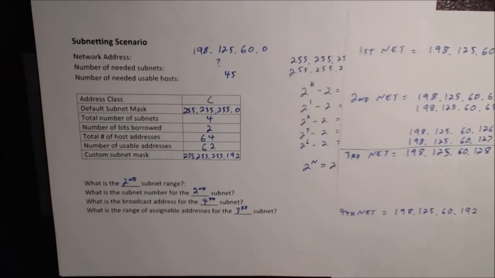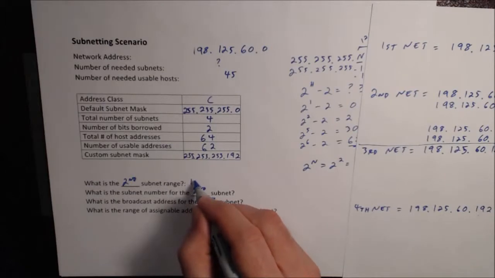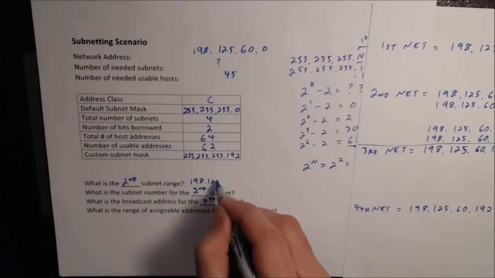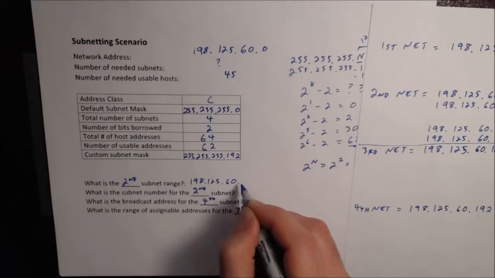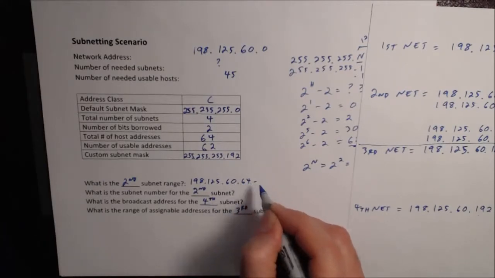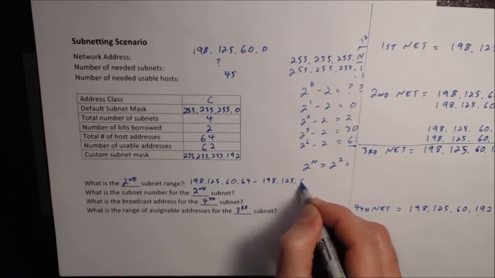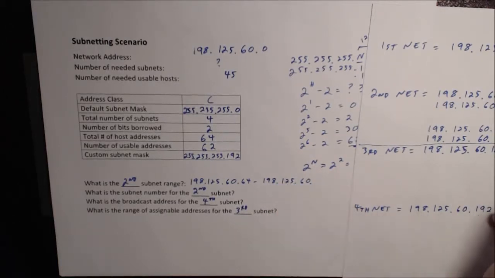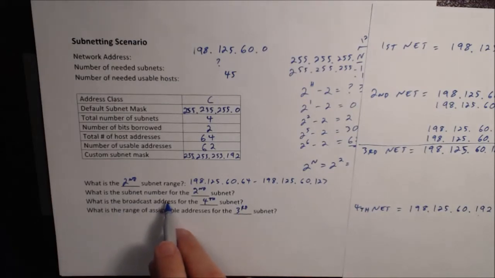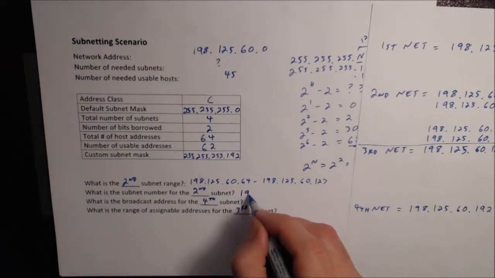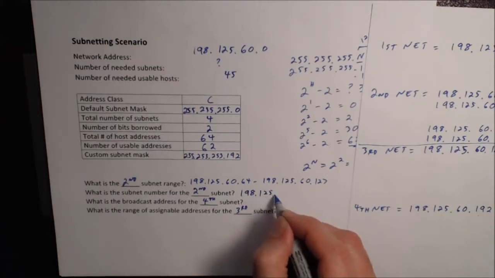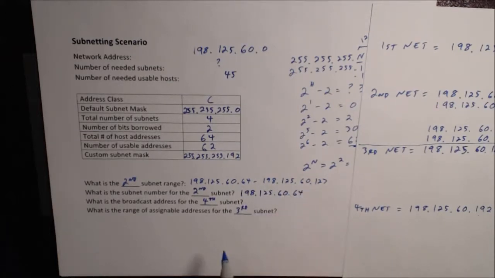So the answer to this first one is 198.125.60.64 through 198.125.60.127. That's the entire network range. We've already answered this question. What is the subnet number for the second subnet? 198.125.60.64. What is the broadcast address for the fourth subnet?